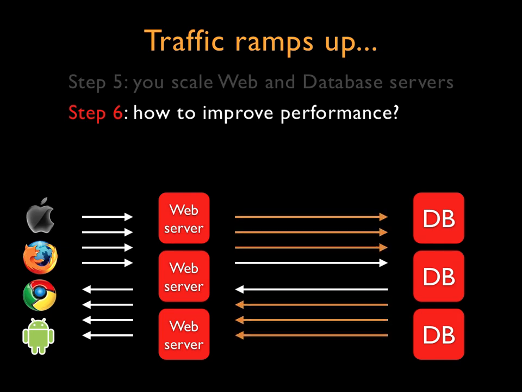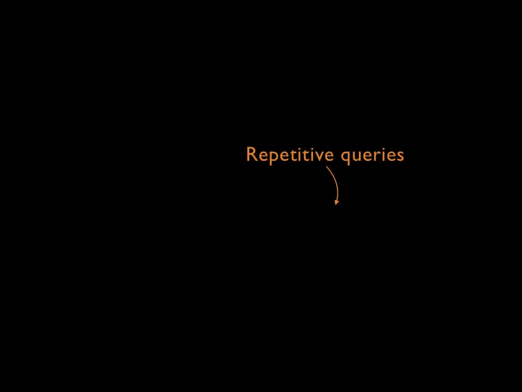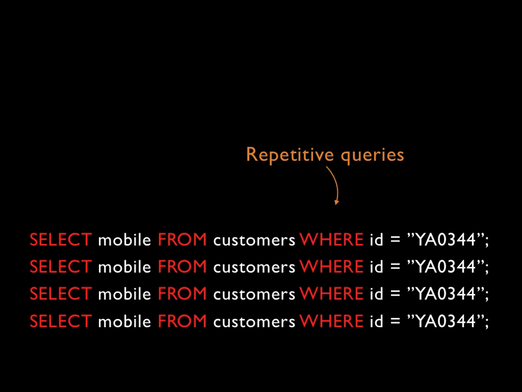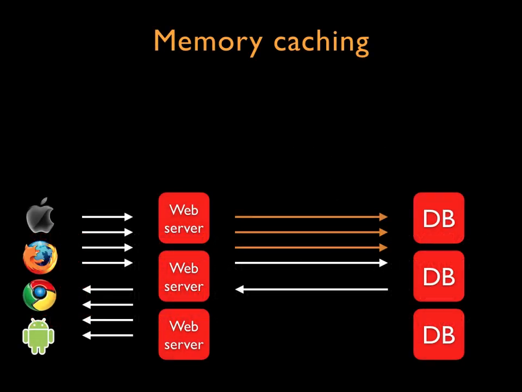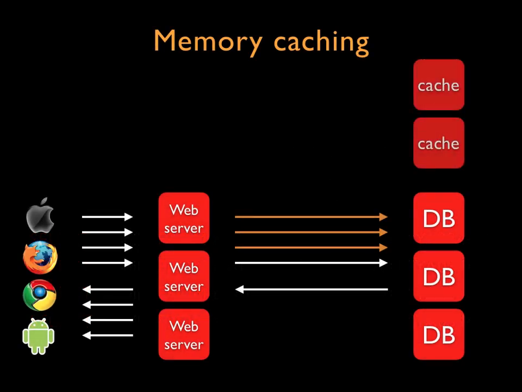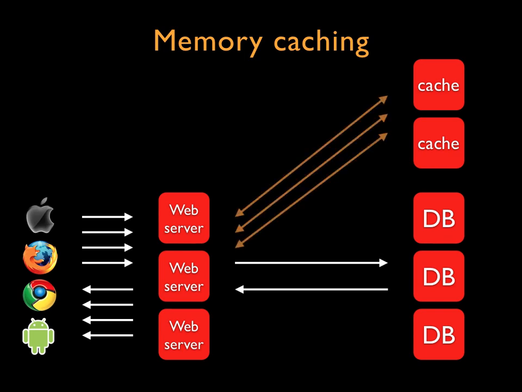If you take a look at the queries that go to the databases, some of these are repetitive queries. And if you implement a memory caching system, you can essentially redirect these queries to a cache system. Cache machines will answer much faster, and the databases will be able to answer queries much faster as well. So your overall architecture will be much better.